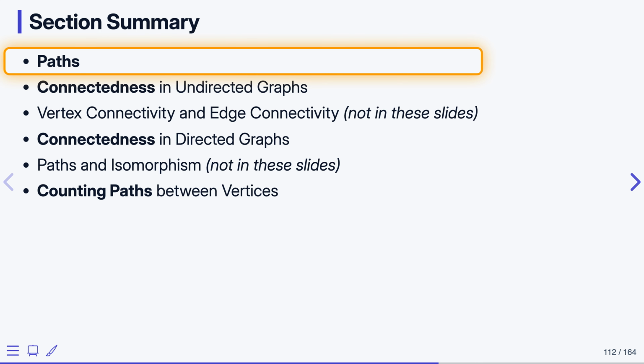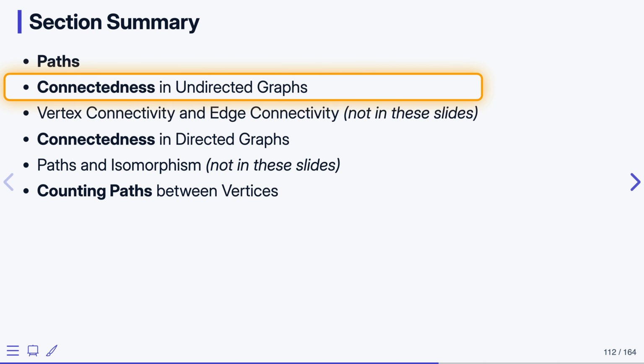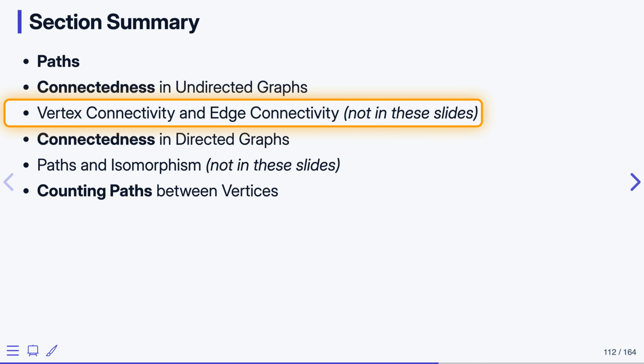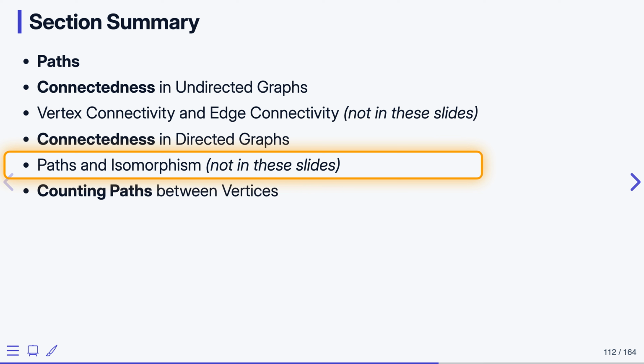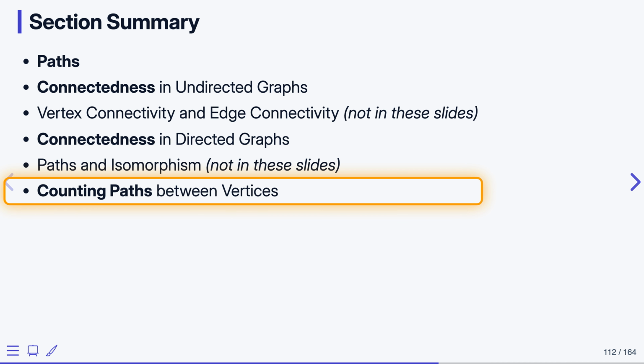This is the plan for this section. First, we define paths. A path is a walk along the edges of a graph. Then we study connectedness in undirected graphs. A graph is connected if you can reach any vertex from any other. Vertex connectivity and edge connectivity are in the book, but not in these slides. After that, we look at connectedness in directed graphs, where edges have a direction. Paths and isomorphism are in the book only as well. And finally, we learn how to count the paths between two vertices.